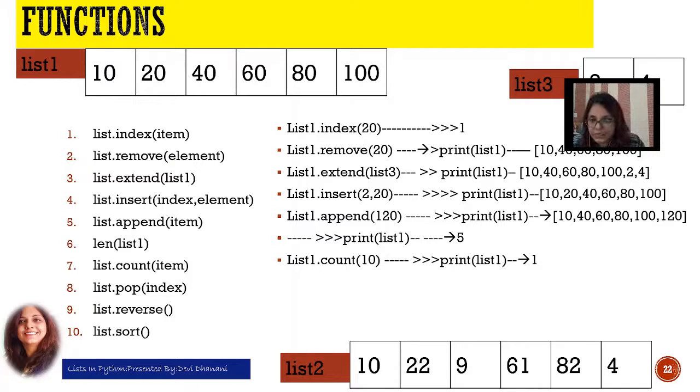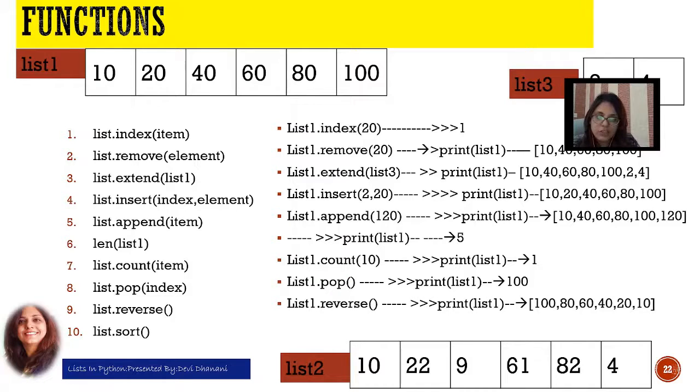Now, in case I wish to remove an element of the list, using the index number, I can use the pop function. The pop function by default removes the last element of the list. In case you wish to remove any particular element, you can provide the index number over here.